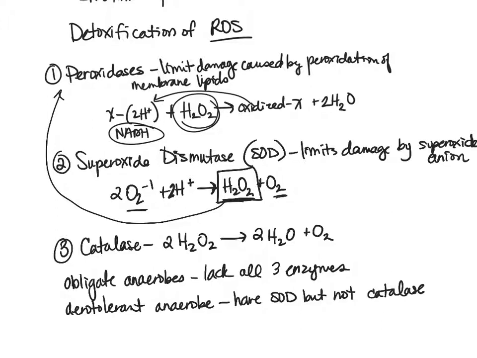So they can get rid of this superoxide anion because they have SOD, but then it ends up with hydrogen peroxide. So then this hydrogen peroxide will not be broken down by catalase, but will have to be broken down by some other peroxidases.